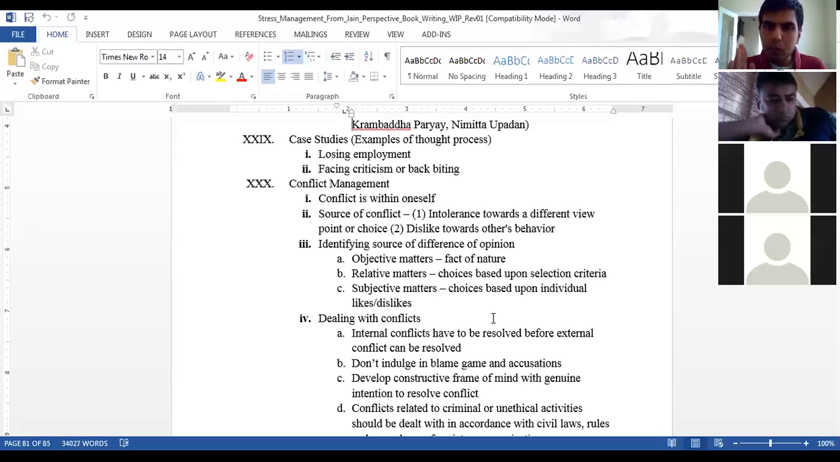Then, if you are in part one, where this is due to intolerance towards a different point of view or a disagreement, then you can try to identify, okay, what type of matter is this? Is this an objective matter, relative matter, or subjective matter? Then that gives you a basis to think through the conflict. Now, let's go through the objective matters. How do you deal with the conflicts when it's related to an objective matter?